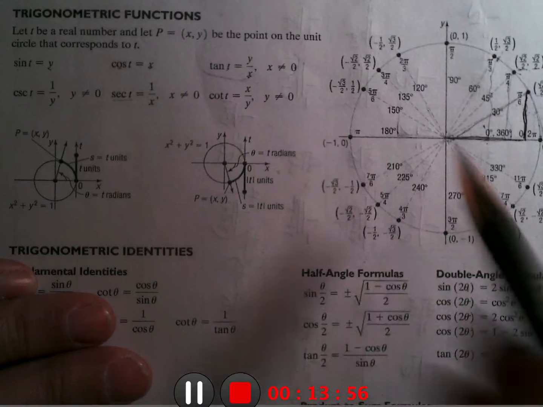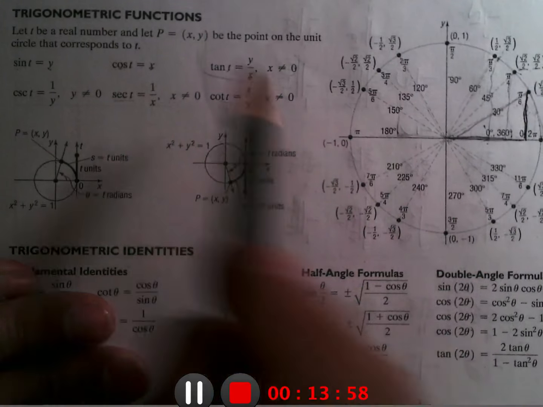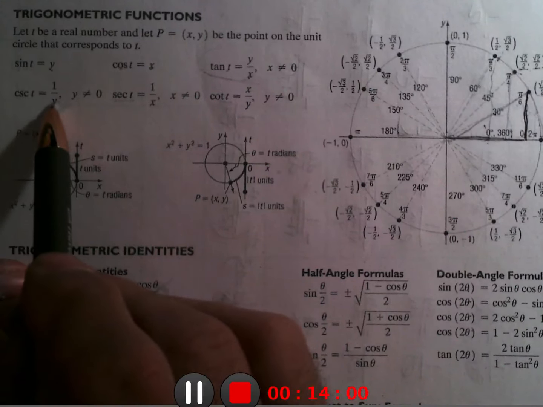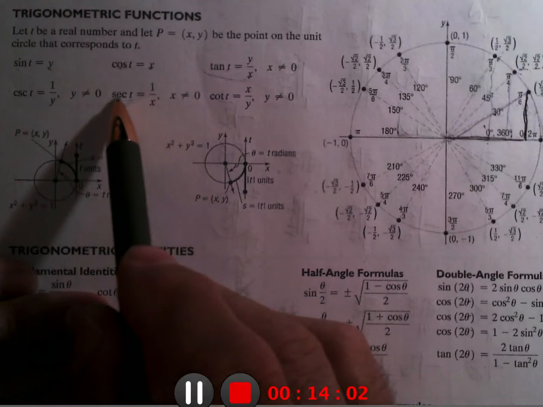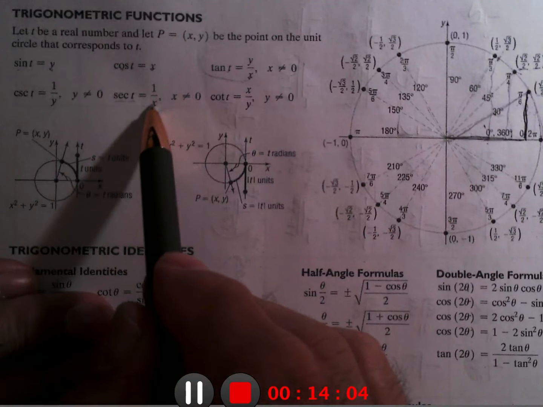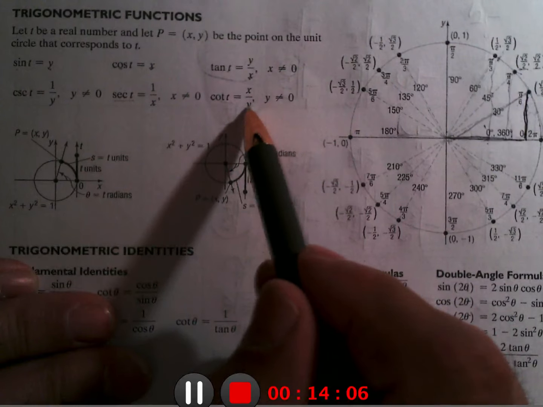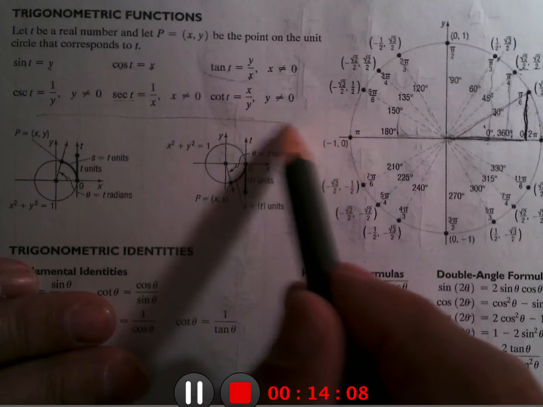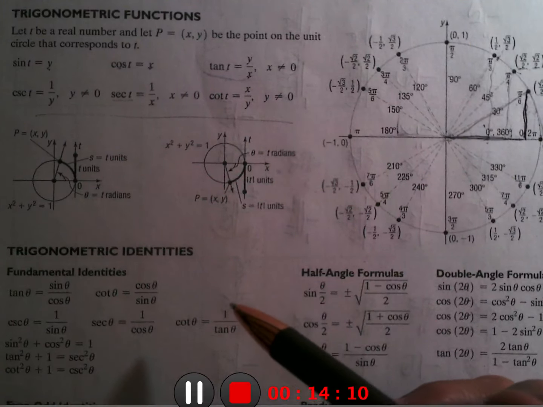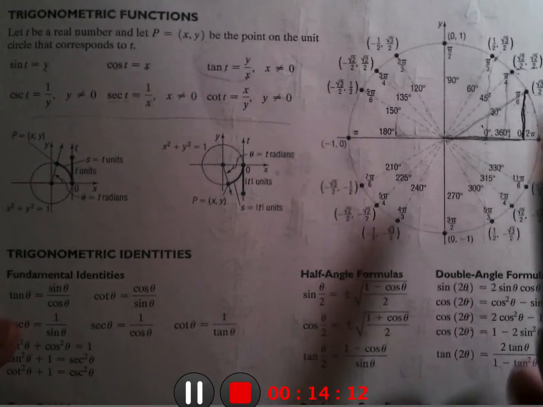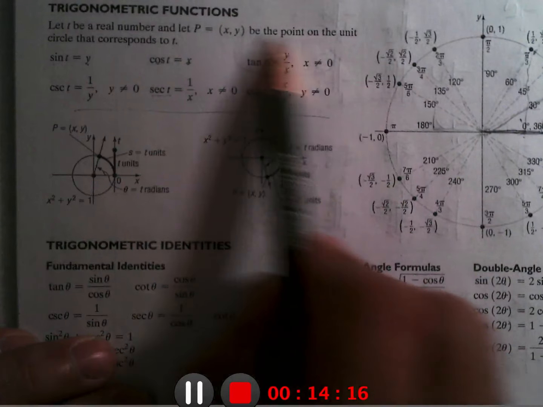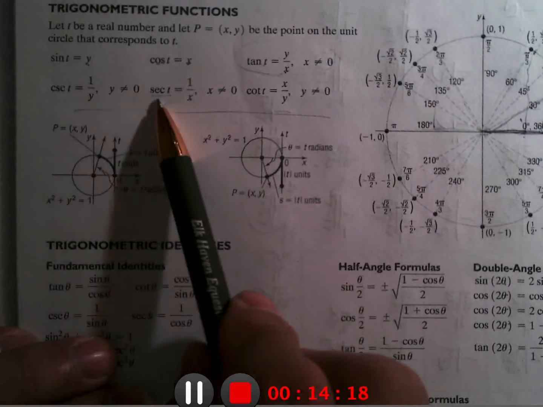And you notice that for the cosecant y can't be 0, and for the secant, the x can't be 0, and for the cotangent, the y can't be 0. That's going to be important when I discuss the graphs in a little bit here. So that's a little bit about the unit circle and what the sine, cosine, tangent, cosecant, secant, and cotangent are.